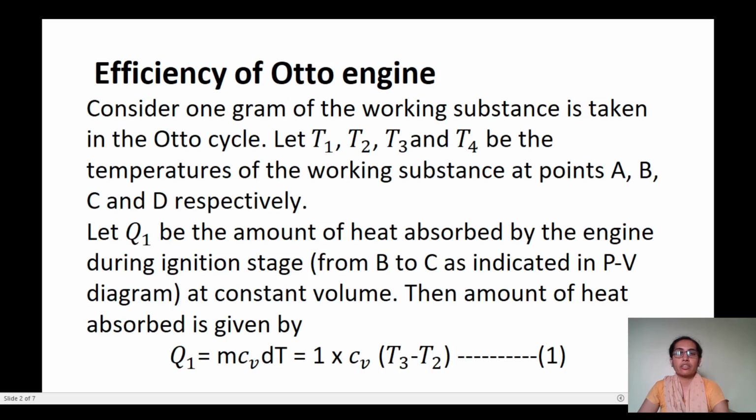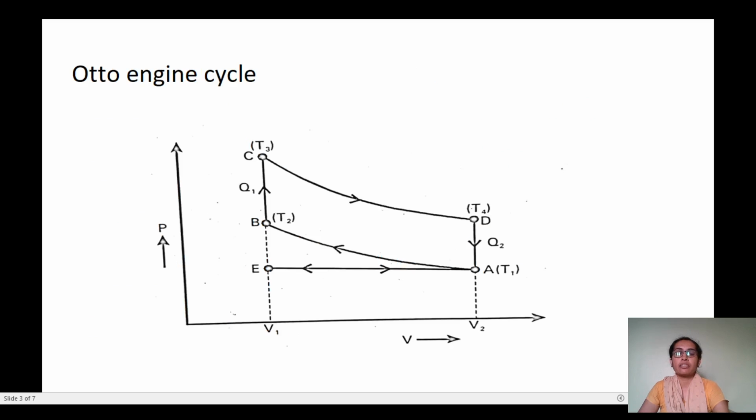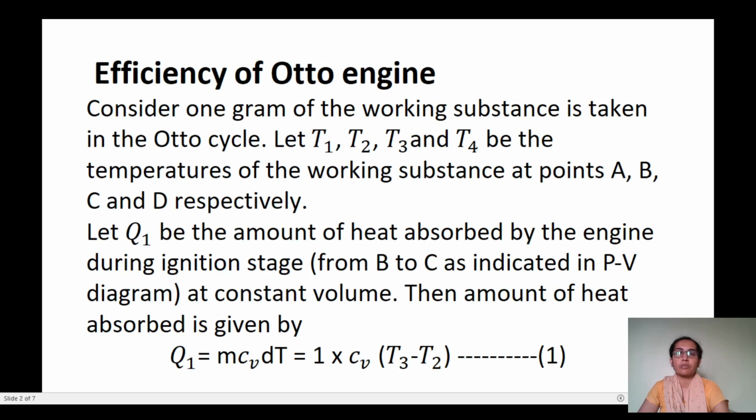So let T1, T2, T3 and T4 be the temperatures of the working substance at the points A, B, C and D respectively, as indicated in the PV diagram. So that is, at the points A, B, C, D, temperatures are T1, T2, T3, T4 respectively.